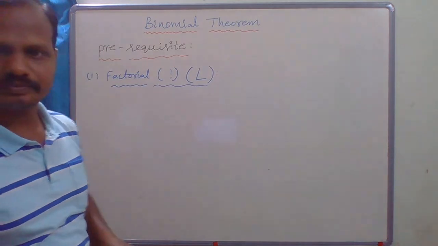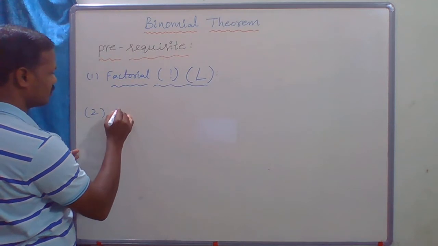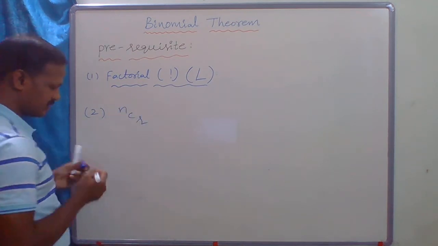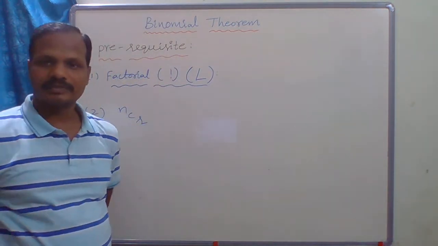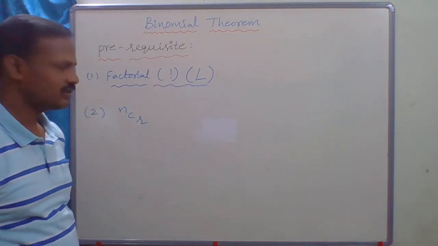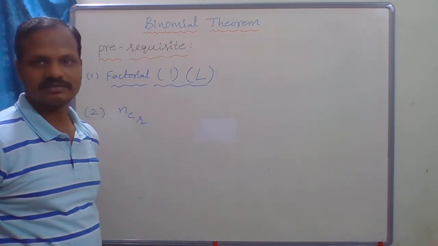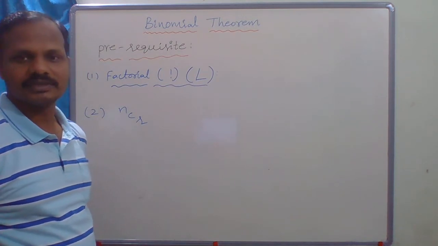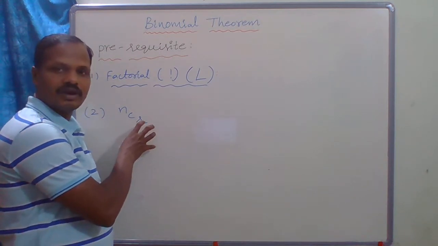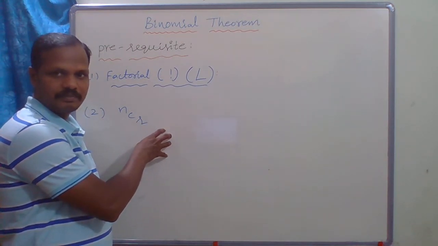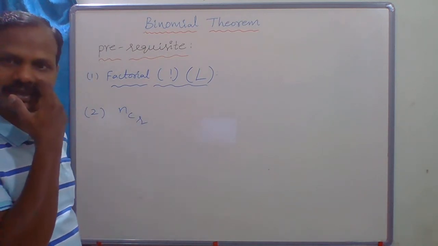Next, nCr. nCr means selection of r objects from n available dissimilar objects. Selection or collection, C means collection. So the selection of r objects from n available dissimilar objects is called nCr.